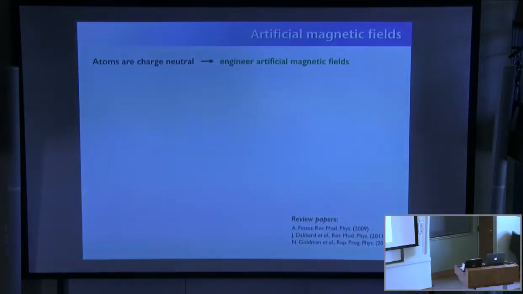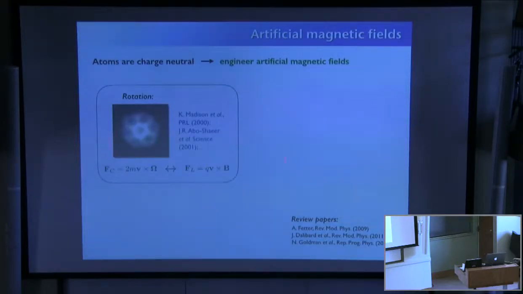As you have already heard, it's not as straightforward in our atom systems to study quantum Hall-like physics because our atoms are charge neutral and we cannot simply apply a magnetic field and study the related physics. We have to engineer or develop other techniques in order to mimic those effects. As you have heard, there have been many successful pioneering experiments exploiting the fact that the Coriolis force is equivalent to the Lorentz force.